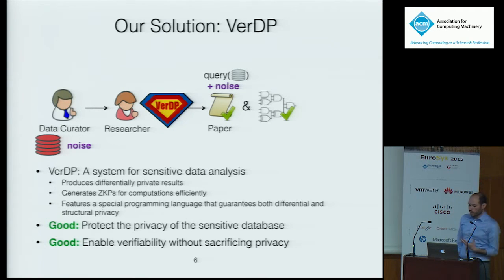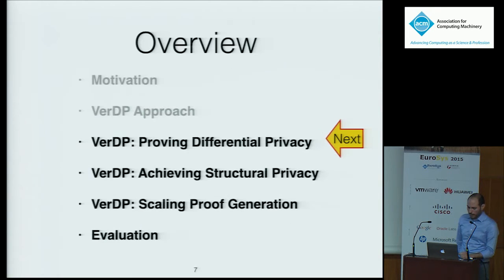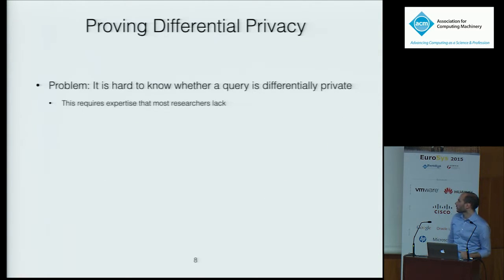So with VerDP, we can have both. We can have both privacy and verifiability, the two goals of our paper. So far, I've described the motivation and the basic approach of VerDP. In what follows, I'm going to talk about how VerDP achieves its goals.